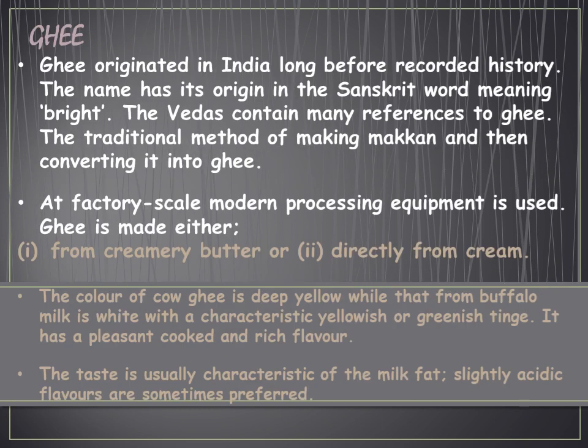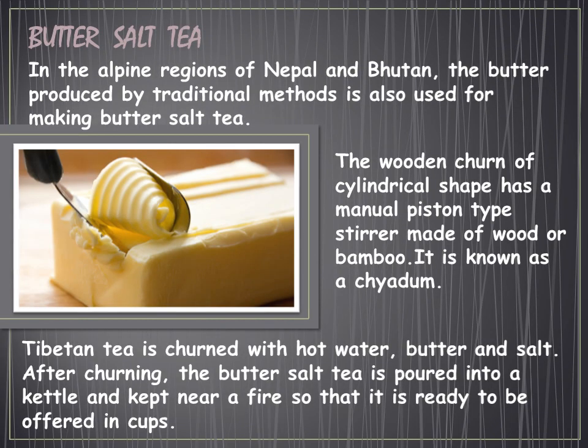From here, I would like to explain about ghee. Ghee originated in India before recorded history, meaning it has a large and long history, and at factory scale modern processing equipment is used. Ghee is made either from cream butter or directly from cream. Finally, butter salty is also another traditional dairy product we can see in the market.